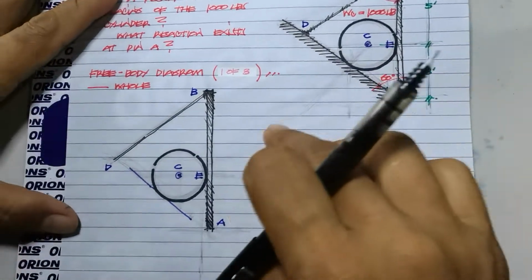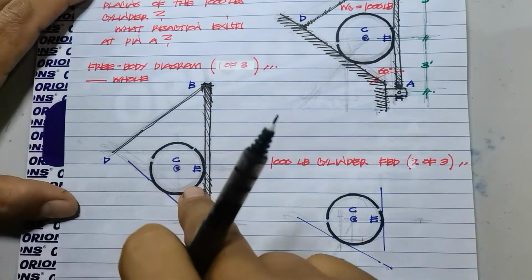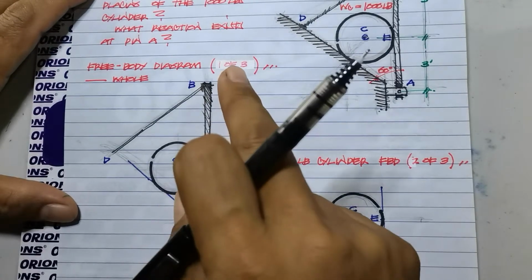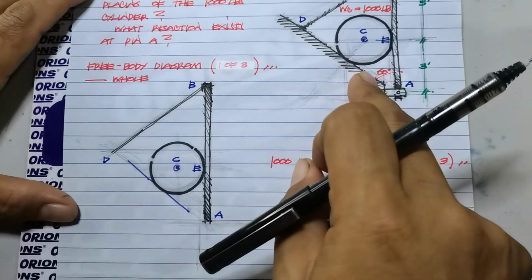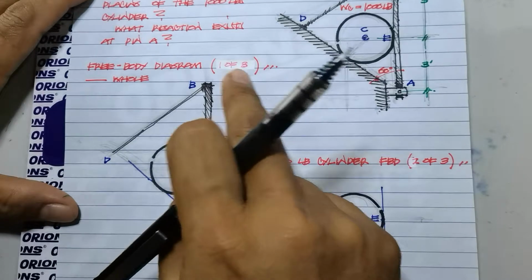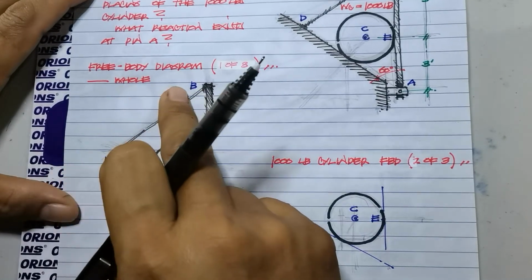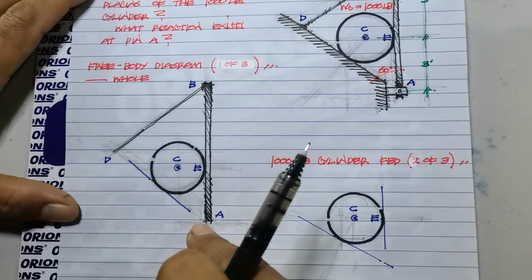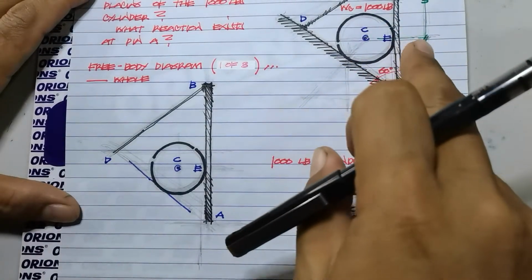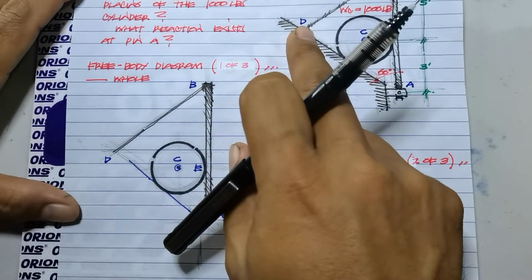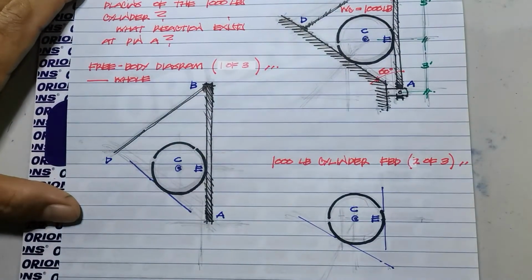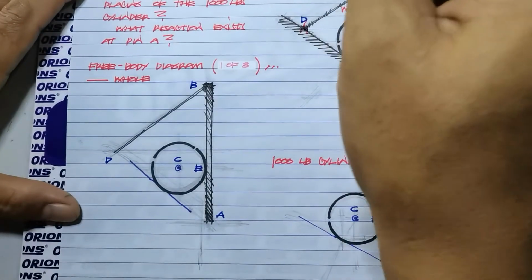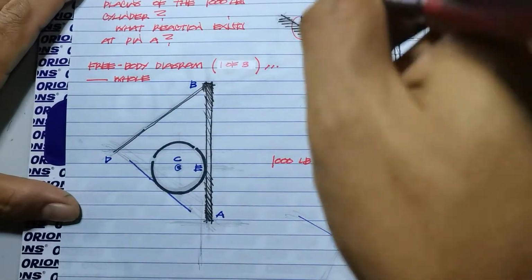But for the time being, I will only show you the applicable free body diagram for the whole configuration. So, free body diagram, 1 out of 3, for the whole configuration. The tendency is like this. We have a cable here, and we will cut the cable at this part.